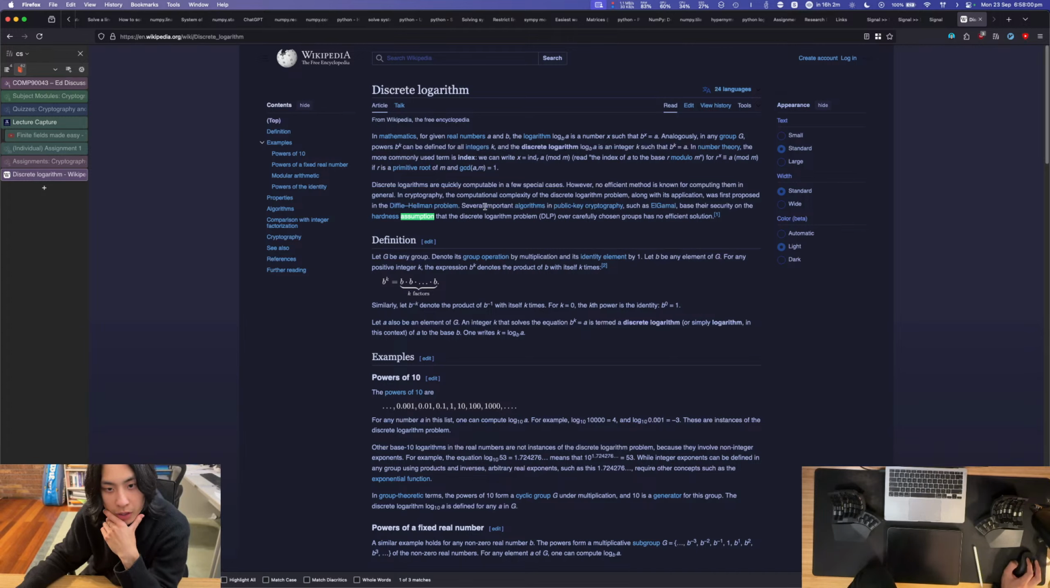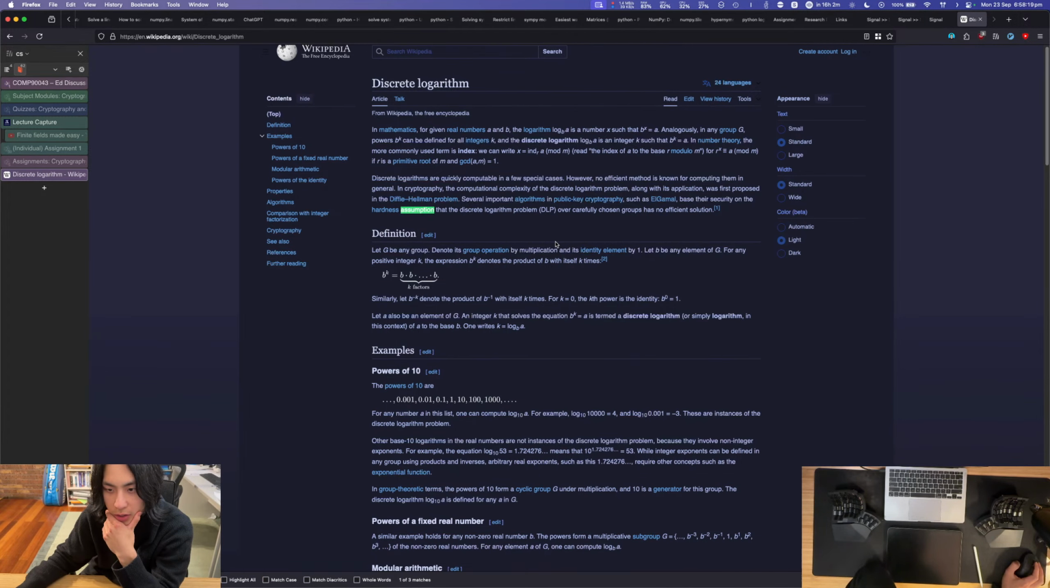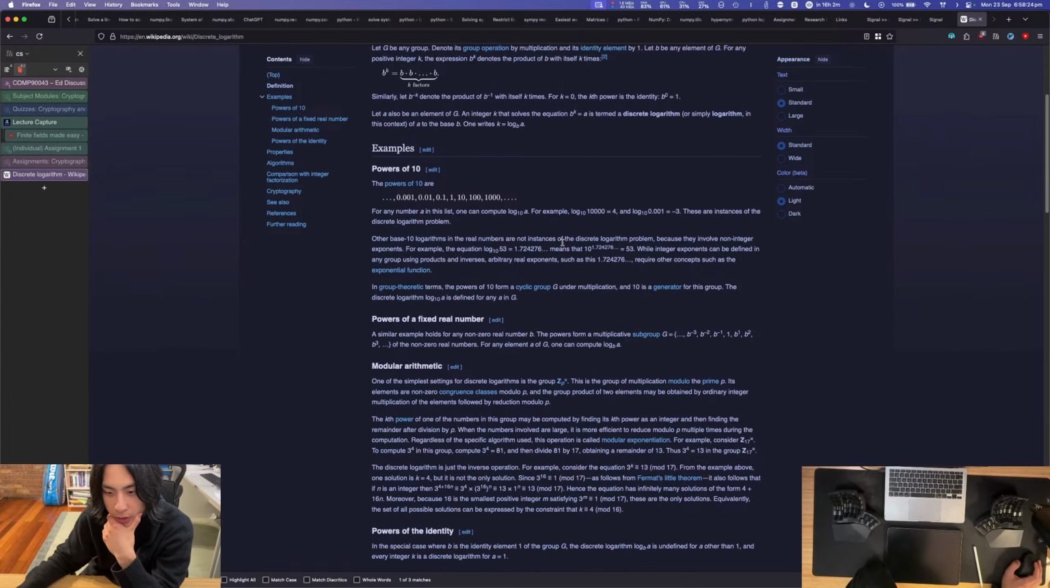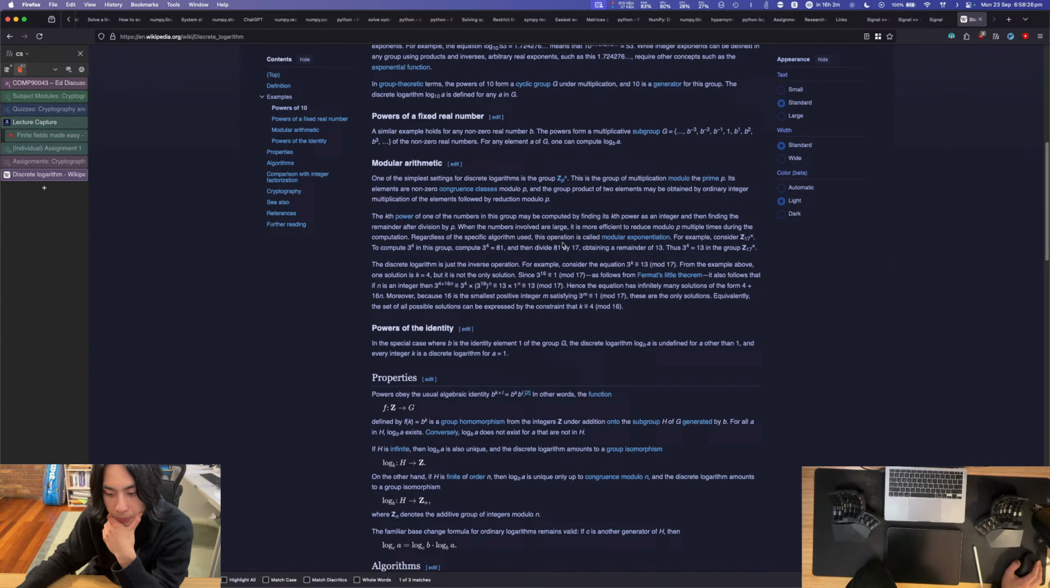Several important algorithms in public key cryptography, such as ElGamal, base their security on the hardness assumption that the discrete logarithm problem over carefully chosen groups has no efficient solution. If that's the assumption that you're talking about, then I think I get what you mean.